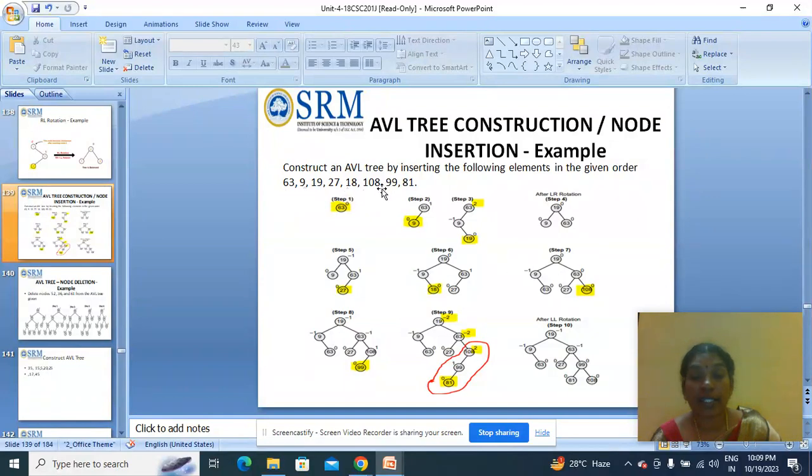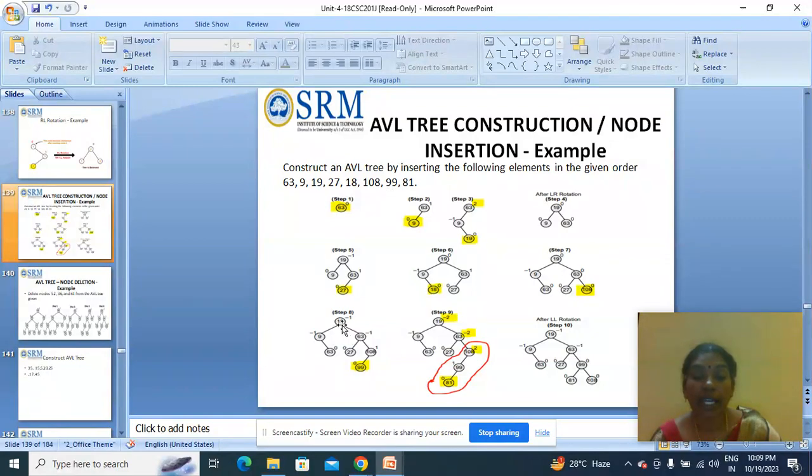The next insertion is 108. We have to choose the position where we need to insert the 108. Compare with the root node, it is greater, so go to the right. It is greater again, so go to the right-hand side. Again it is greater, so it is placed as a right child of 63. Now check the balance factor for all the nodes. All have a valid balance factor, so the tree is a balanced one. No issues. We can continue with the insertion of value 99.